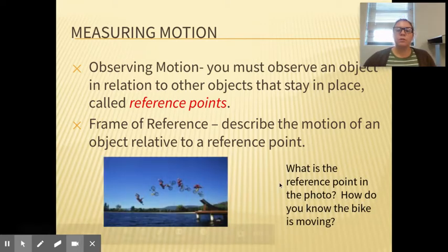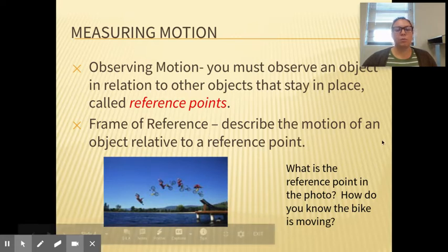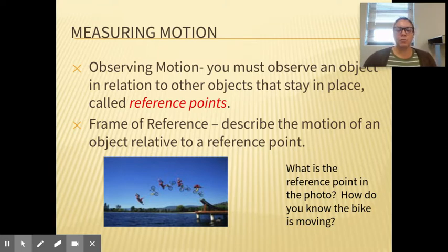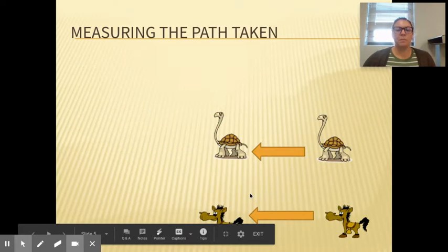Okay, so a reference point in this photo is going to be anything that's not moving. So the ramp, the lake, the trees, the mountain in the background, those are all things that are going to be stationary and not moving relative to the motion of the bike. Now, how do we know the bike is moving? If we know those things are staying still, but this bike appears in different locations when compared to them, we know they are moving. Okay?